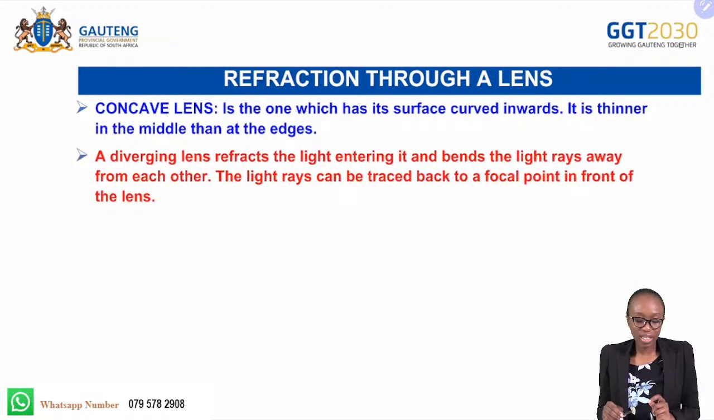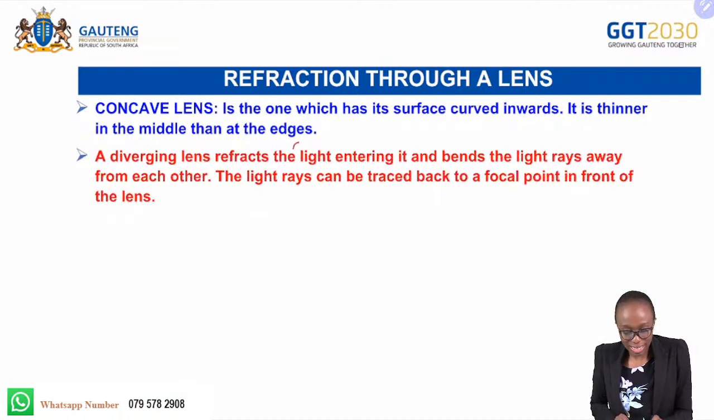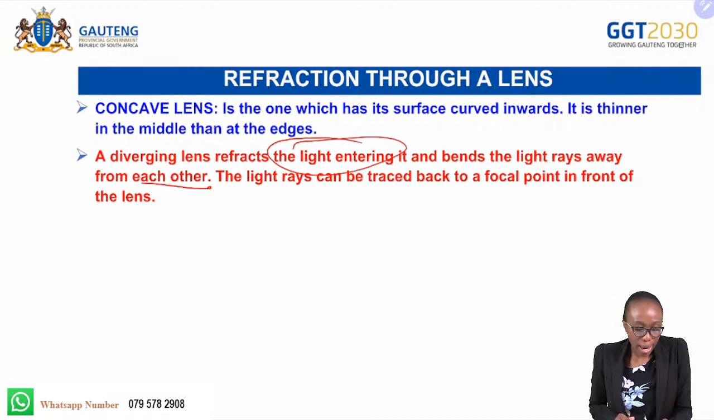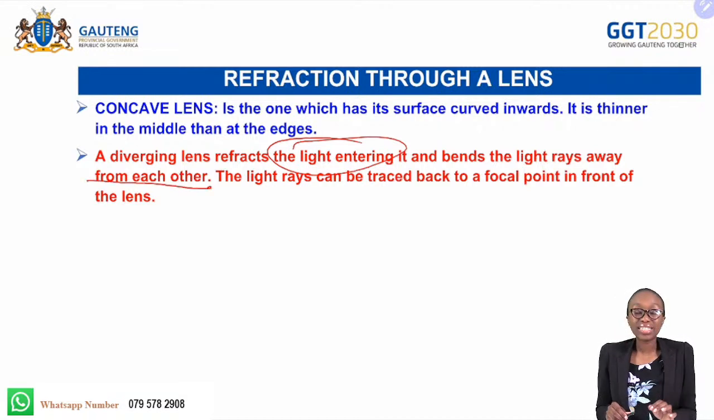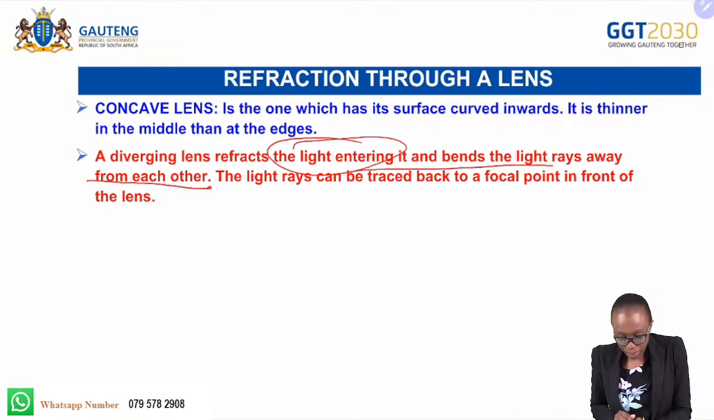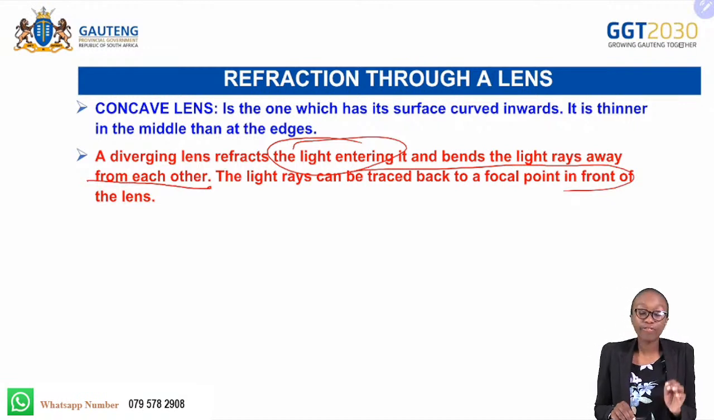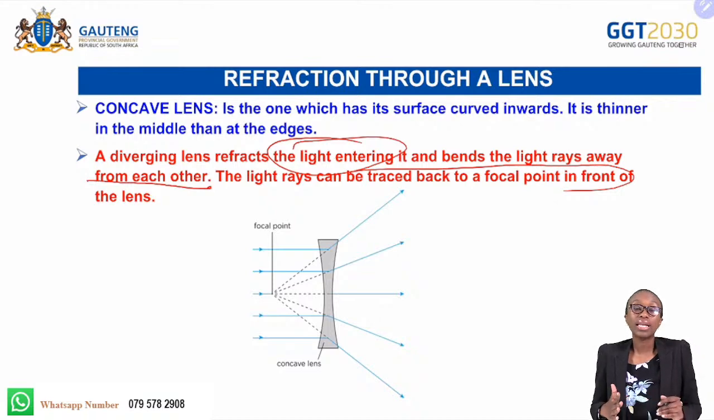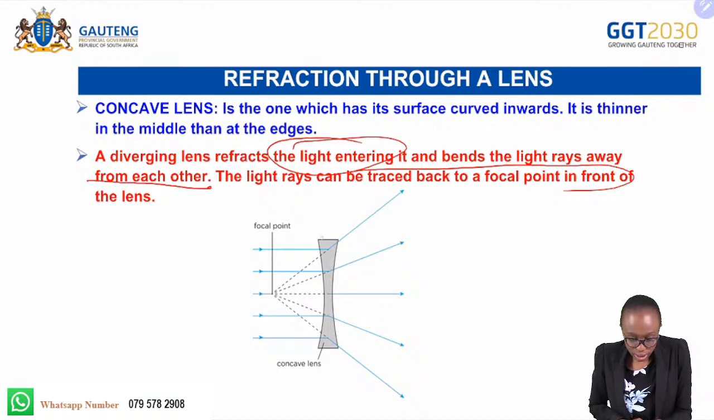A divergent lens refracts the light entering it and bends the light rays away from each other. So the light rays can be traced back to a focal point in front of the lens. When you look at the concave lens, the one that is curved inwards, there's our lens there. It's curved inwards. So this is the focal point here. This is the focal point.